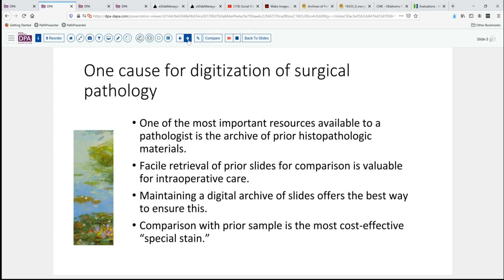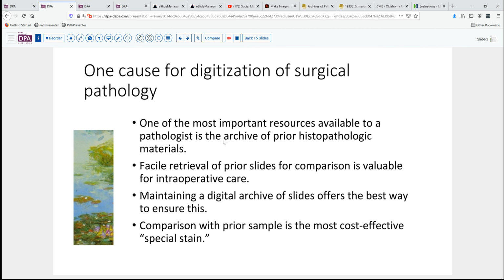So this case presents a rationale for digitization of surgical pathology. And I'll just mention this, that one of the most important resources available to a pathologist is the archive of prior pathologic materials. In this case, they were not immediately available.